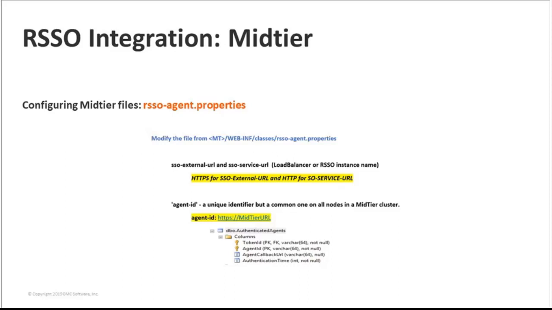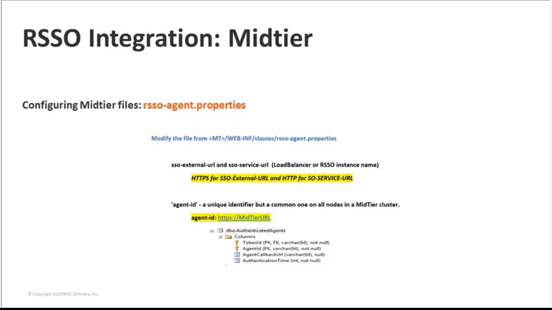SSO external URL is the URL it uses to redirect to Remedy SSO. So this should be your HTTPS URL of SSO, so that all the communication happens in a secured mode. And SSO service URL is basically an internal call that's made between the Midtier and the Remedy SSO, which can run on HTTP. But if HTTP is not a port option in your case, then you might as well use HTTPS without any problems. Right. So that's about the SSO external and the SSO service URL parameters.